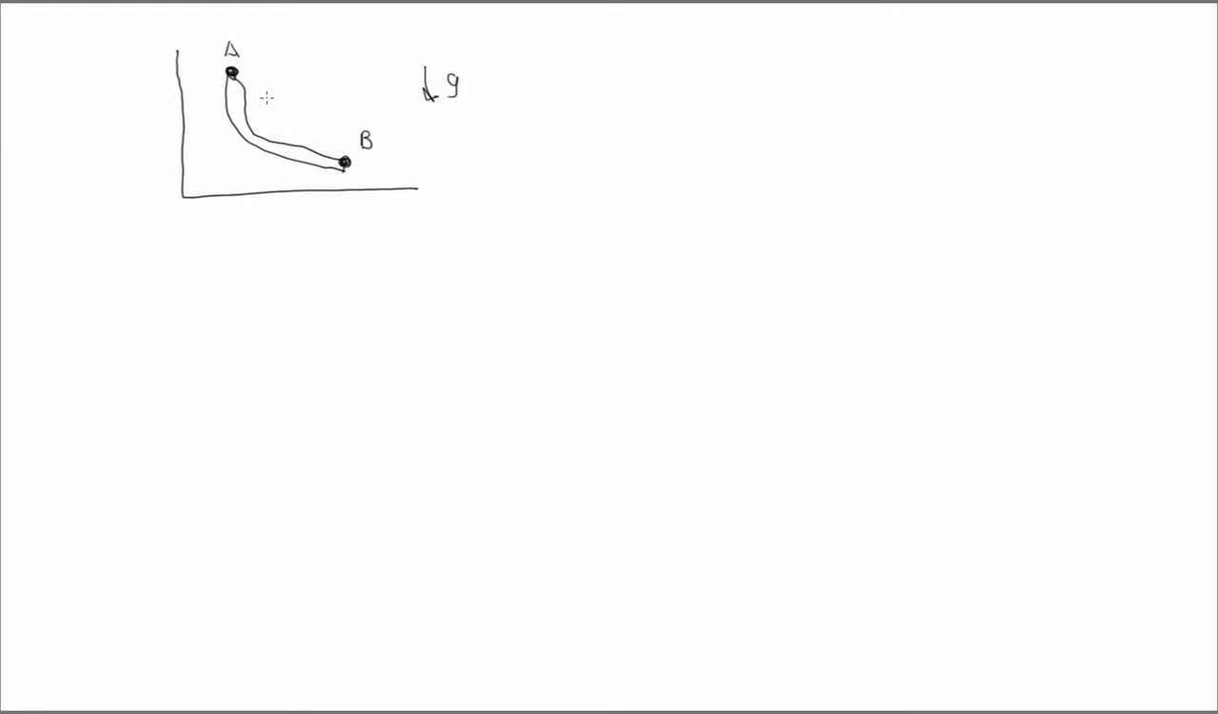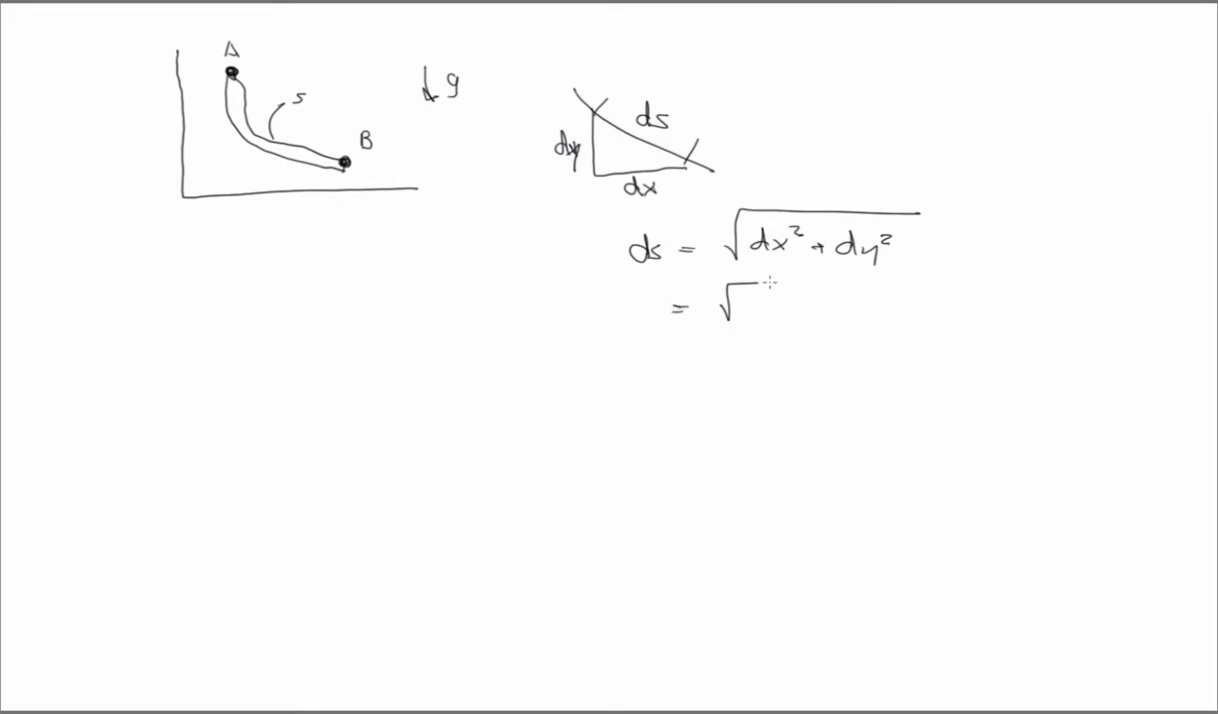Okay? And so if we call our path s, and we zoom in on a little increment of s, ds, we can approximate ds as the square root of dx squared plus dy squared. Right? And basically, if you divide by dx, you can show that this results in the square root of 1 plus y prime of x squared. Okay.